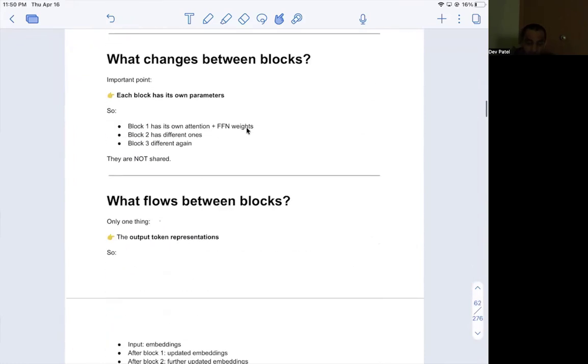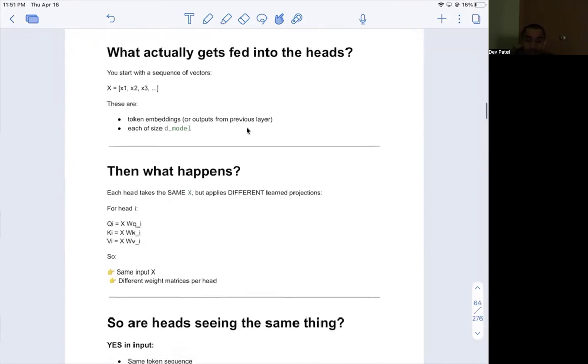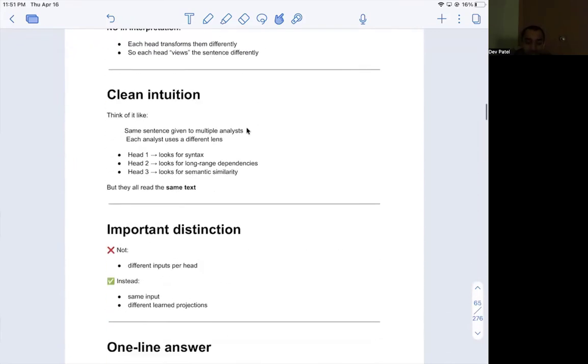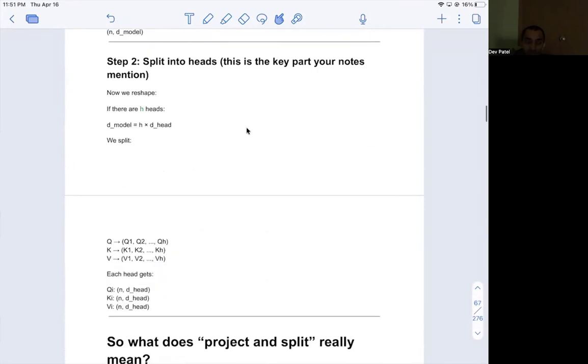Residual connection, full transformer layer, what changes between blocks. So block one, grammar relationships, then we improve phrasing. As you add more blocks, you get more nuanced connections, an understanding of the relationships between the tokens.